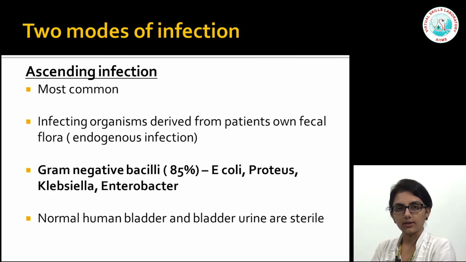How does the infection get to the kidney? There are two ways. The first and more common is the ascending infection, where the infecting organisms are usually derived from the patient's own fecal flora, therefore also called endogenous infection. So the infection is mostly by gram-negative bacilli in 85% of cases, most commonly E. coli, Proteus, Klebsiella, and Enterobacter. You must remember that the normal human bladder and bladder urine is sterile.